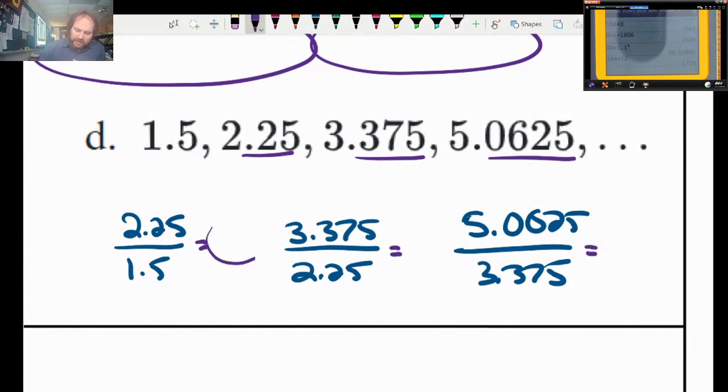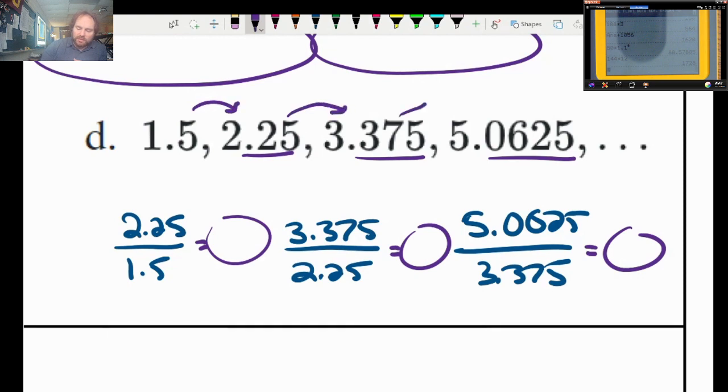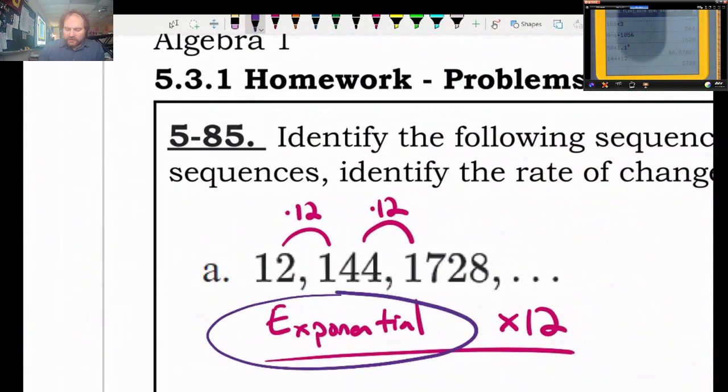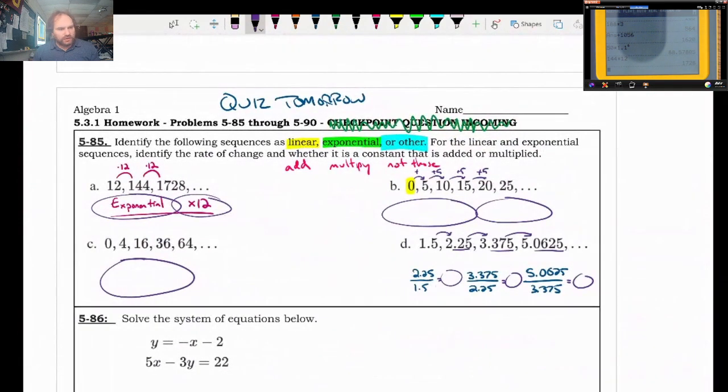You should get the same answer for all three, and that will tell you what you're multiplying by to get this exponential sequence to work. But for the answers, I am looking for either the word exponential, linear, or neither, and what the actual thing is there. So you have to provide the answers to those questions.